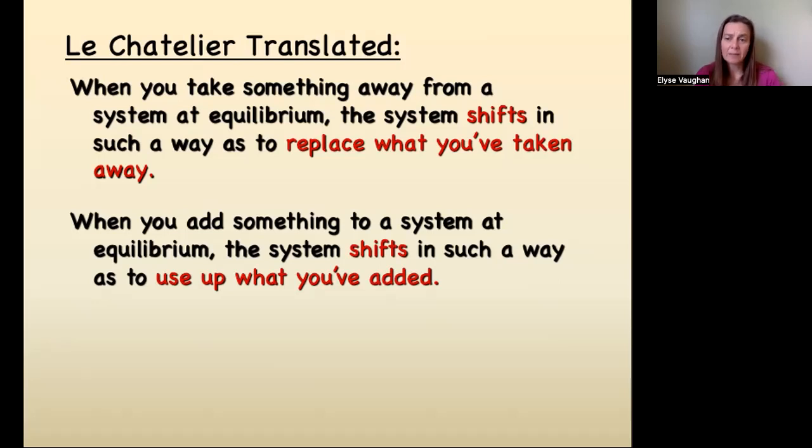If I add something to a system at equilibrium, the system is going to shift in such a way as to use up what I've added. And again, I can add energy, I can add substances. And then pressure, the system is going to shift to reduce the number of molecules if you increase pressure. It's going to shift to increase the number of molecules if you decrease pressure.